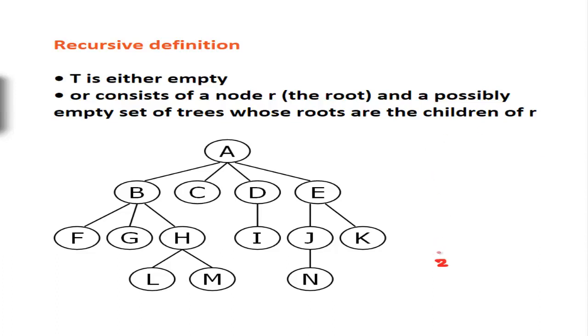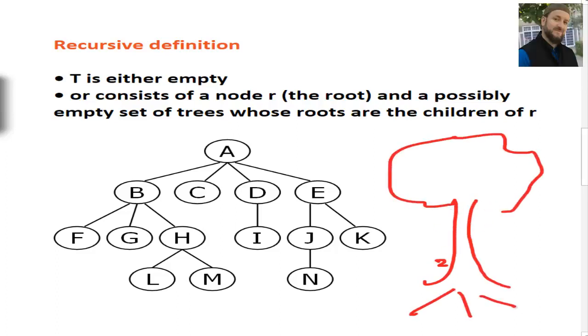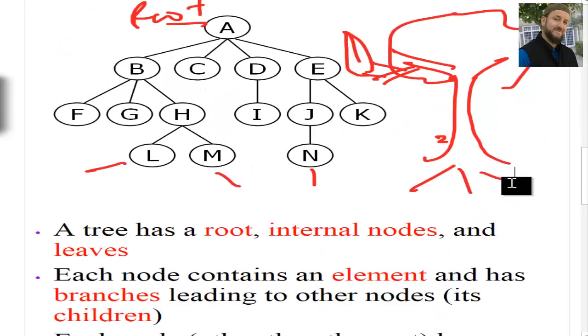One more thing, in nature we have trees, but the trees have the roots on the bottom, then the branches going on, and the leaves on the top. But here something is upside down. The root is on the top and the leaves are on the bottom. These are leaves. So let's talk about the terminology of the tree.